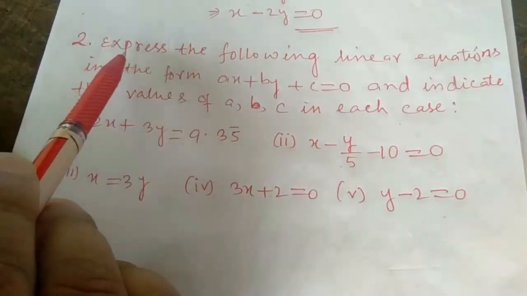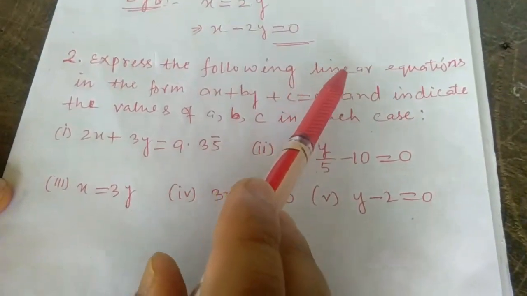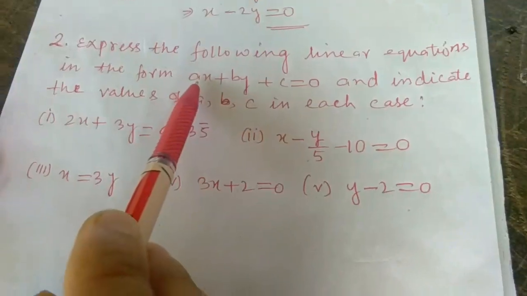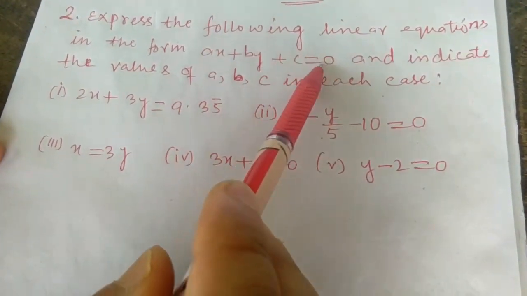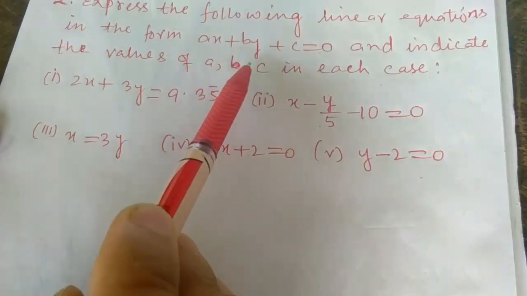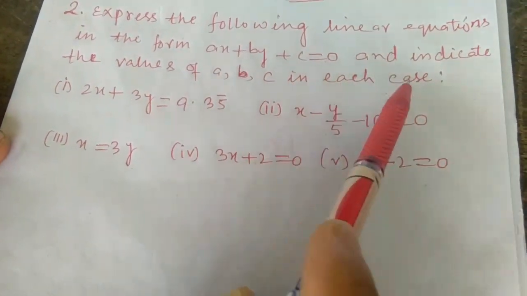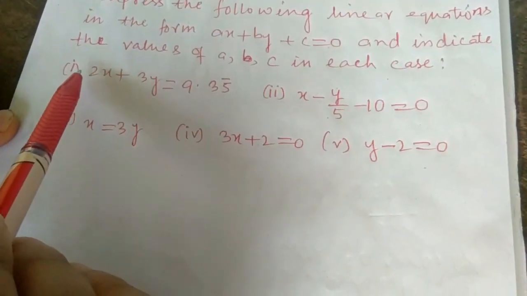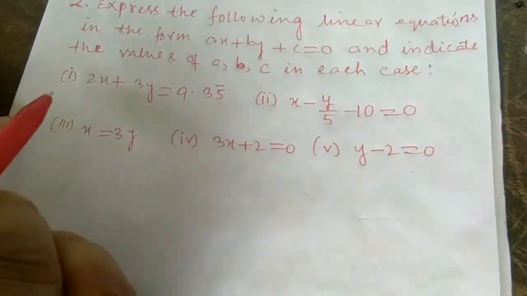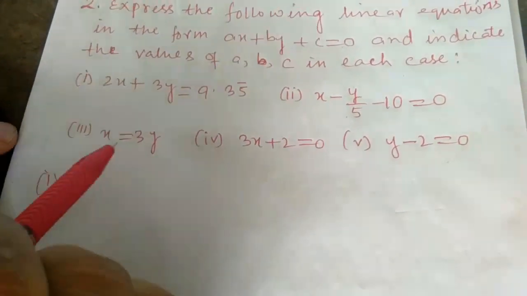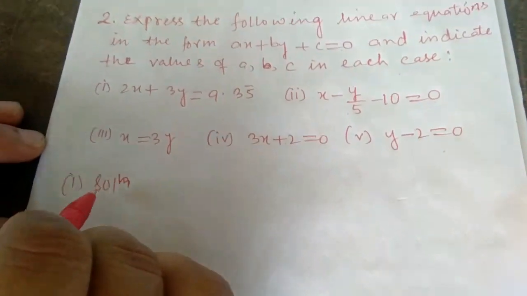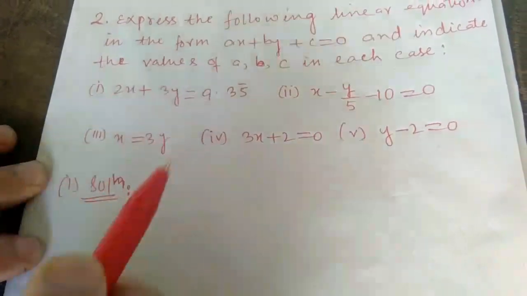Question number 2. Express the following linear equations in the form ax plus by plus c equal to 0 and indicate the values of a, b, c in each case. Here 5 questions are there: number 1, number 2, number 3, number 4 and number 5. Let me show you one by one.